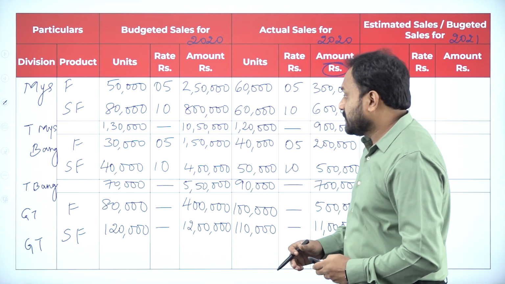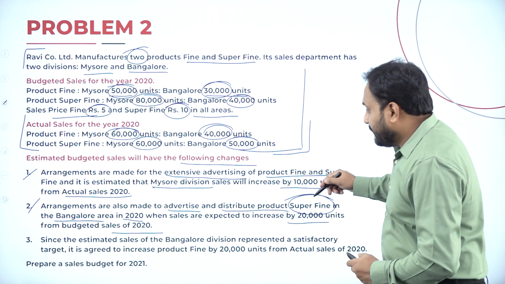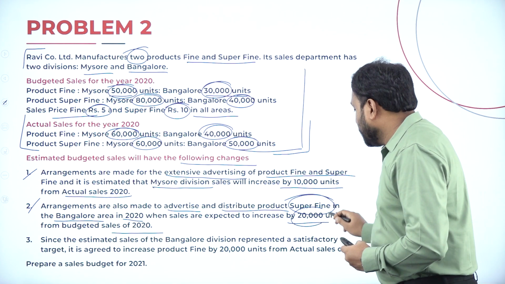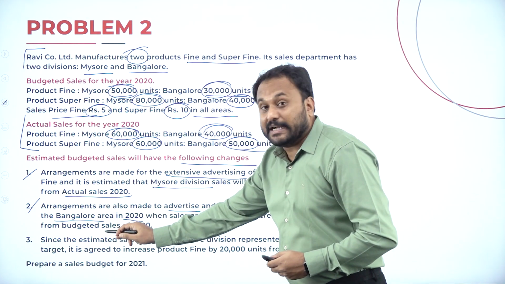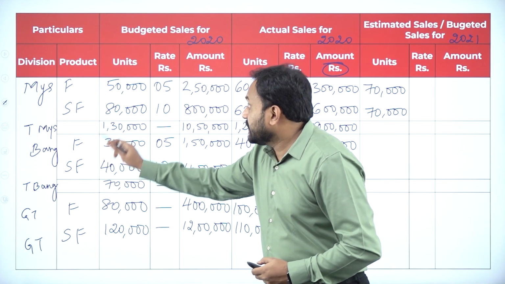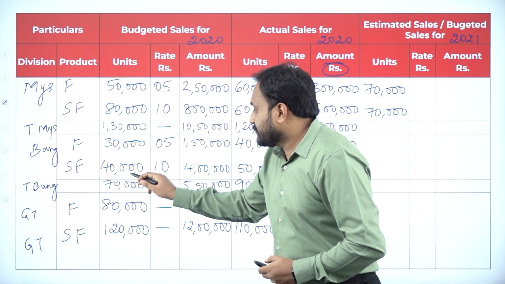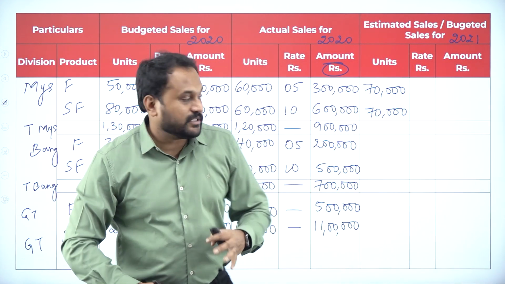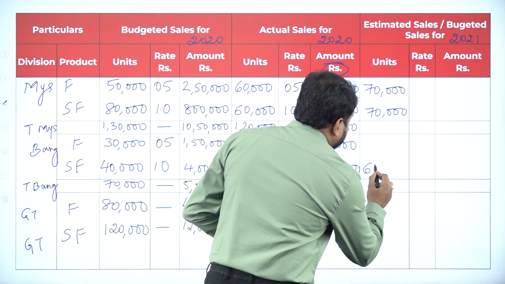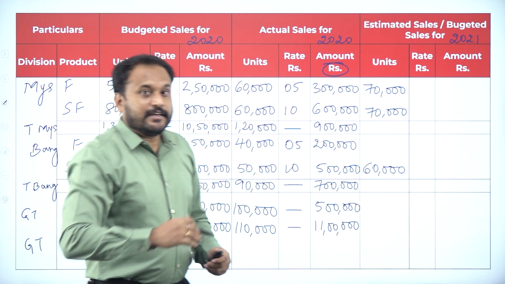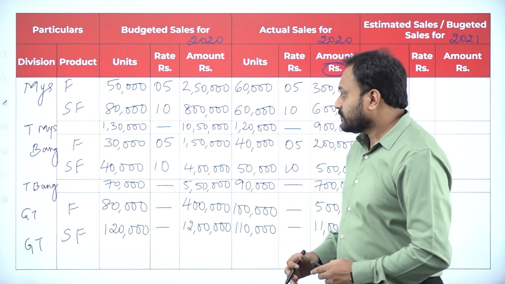So we have 40,000. Now what will happen is, super fine was 40,000 and they are telling us to increase by 20,000 units from budgeted sales. Budgeted sales is this column, super fine is 40. Now it will be 40 plus 20, which is 60,000. So you will write here 60,000. Is it easy? Done. Let's go with the next one.